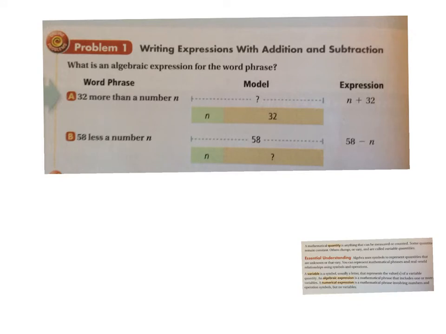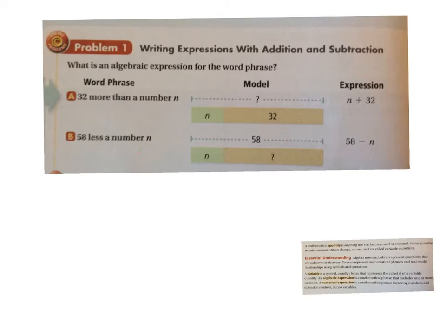So back to the matter at hand as we're discussing this, write an algebraic expression. So again, there'd be no equal sign, with addition or subtraction. Write an algebraic expression for the word phrase. So 32 more than a number n. So to get more than something, you're obviously going to add on. So 32 more than will be n plus 32.